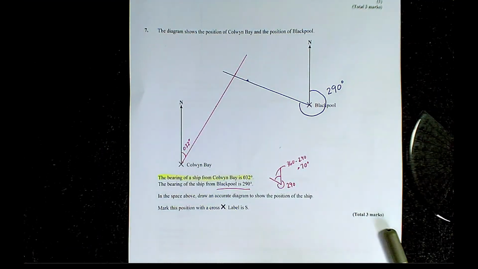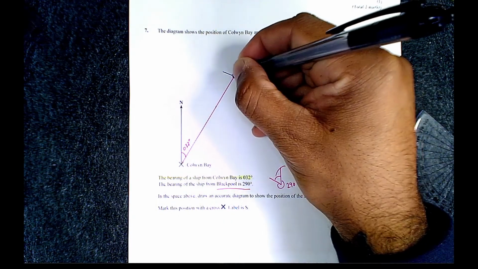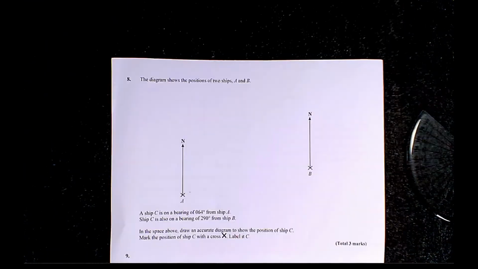So what we're looking for is where the 2 points intersect, and they intersect at this point here. So I'm going to mark with an X and label this S, so that's where the ship is going to be located. Now question 8 is very, very similar to question 7.